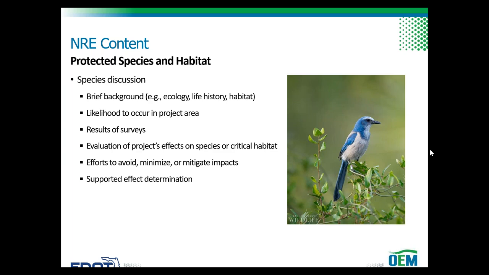Use this analysis to make a Section 7 finding called an effect determination. For each proposed or listed species and each proposed or designated critical habitat, determine an effect determination for each. Standard measures, such as following FDOT's standard specifications, cannot be used to justify an effect determination.